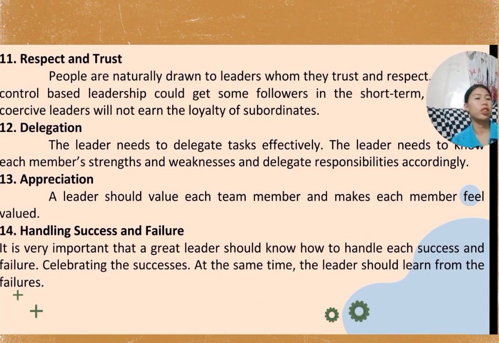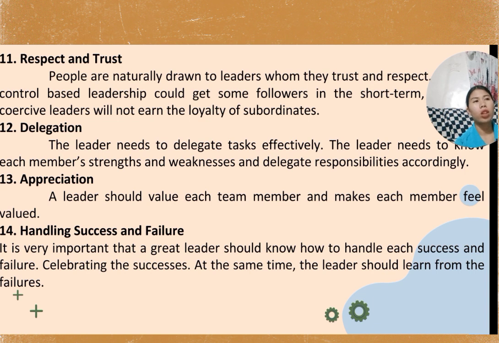So the next one is respect and trust. People are naturally drawn to a leader whom they trust and respect. Control-based leadership could get some followers in the short term. Coercive leaders will not earn the loyalty of their subordinates. So if fear and control is the basis of your leadership, you could get some followers in the short term, not in the long term. You cannot earn the loyalty of your subordinates if you make them fear you and if you control them.